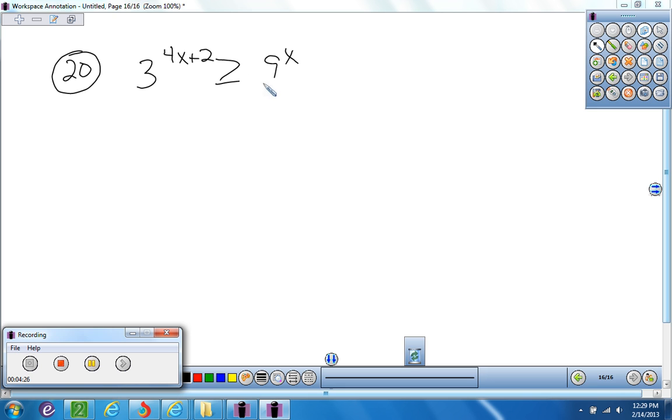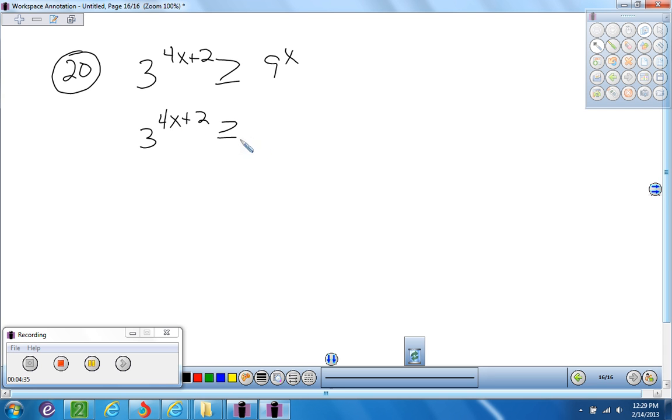Alright, similar type problem. We're going to write 9 in terms of 3. So we have 3 to the 4x plus 2 is greater than or equal to 3 squared. We'll replace 9 with 3 squared. Okay, there's nothing to distribute here, so I'm going to have 4x plus 2. Now they have the same base, so I can just use the inequality here. I'm not getting rid of the bases, but once I have the same base, the exponents have to be compared.